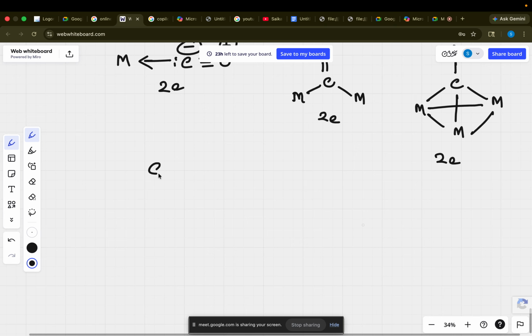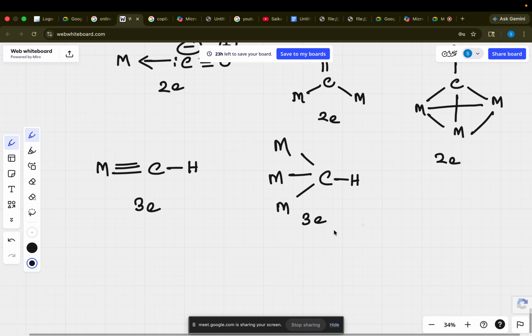If I draw CH, this is your CH. How many electrons are left? 3 electrons left, right? Suppose you have only one single metal atom and you have to use 3 electrons. What will it do? It will form a triple bond. So how many electrons is it donating? 3 electrons. Now suppose CH is attached to 3 different metal centers. That time also it is donating 3 electrons. So this is your terminal case, and this is your bridging case. In terminal and bridging they donate the same number of electrons.